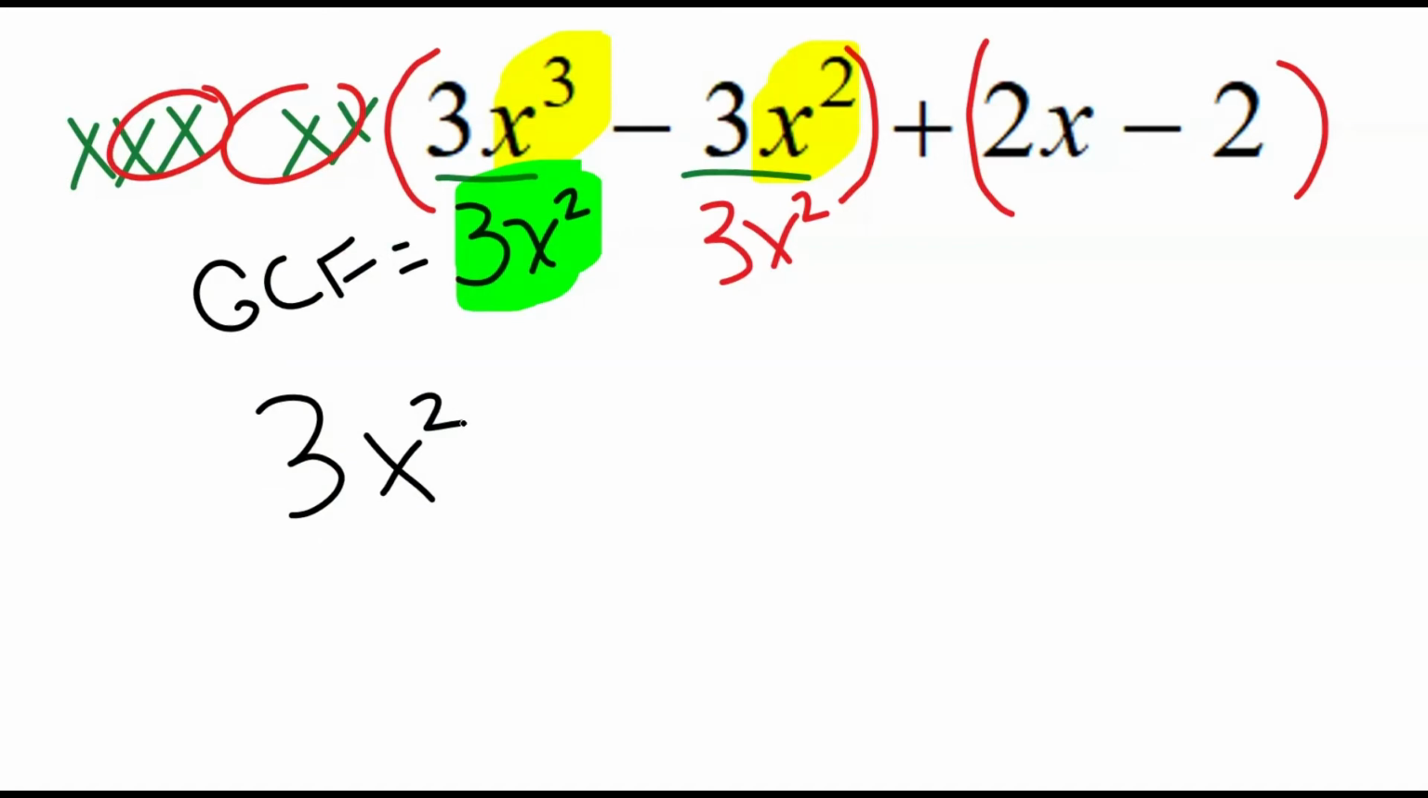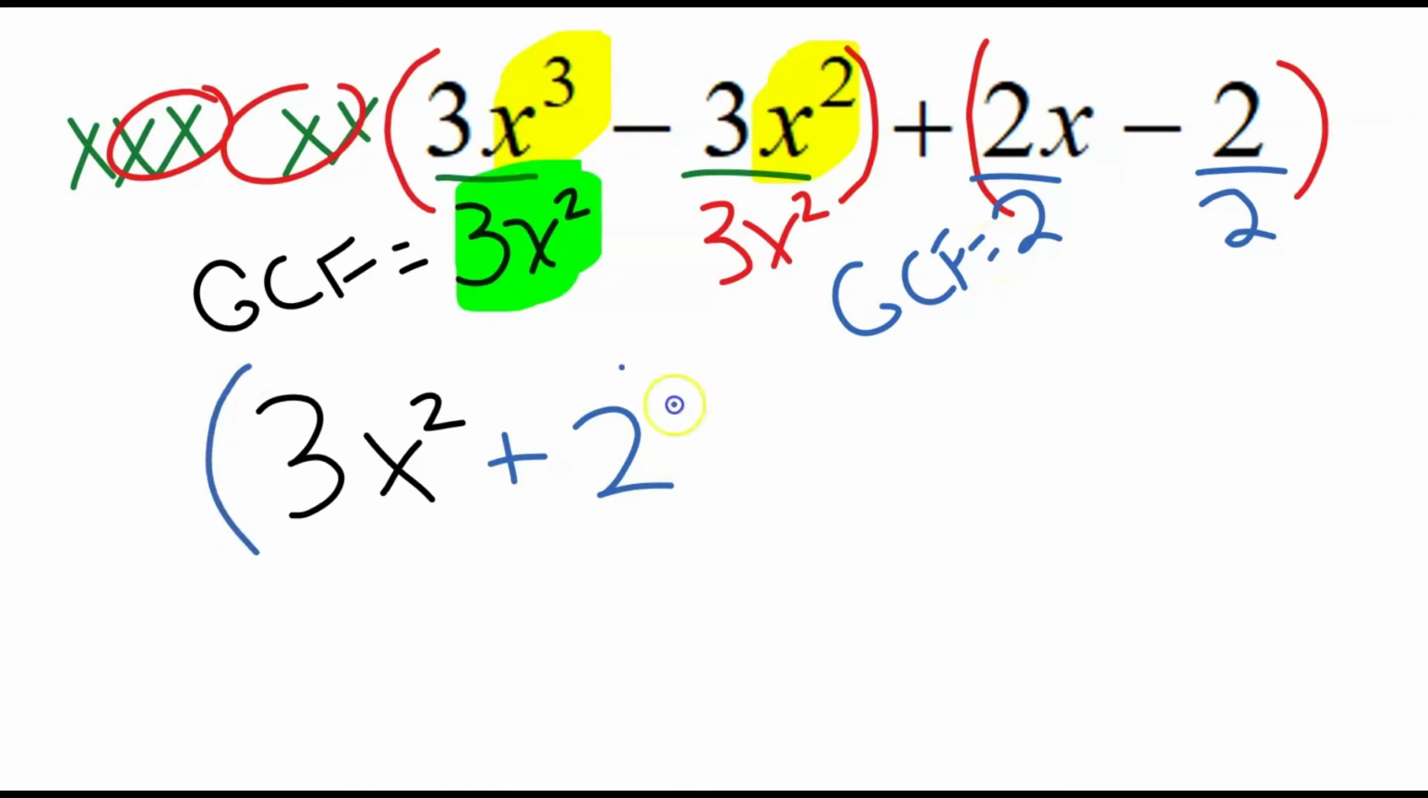Then I'm going to go to the other side, and I'm going to do the exact same thing that I just did. So I'll go over here and I'll say, well, what do these 2 things have in common? Well, 2 goes into both of those numbers, so they have a 2 in common. And they don't have a variable. This one has an x, the other one doesn't have an x. So the only thing they have in common over there is 2. So my GCF over here equals 2.